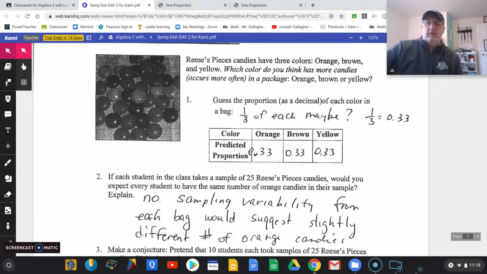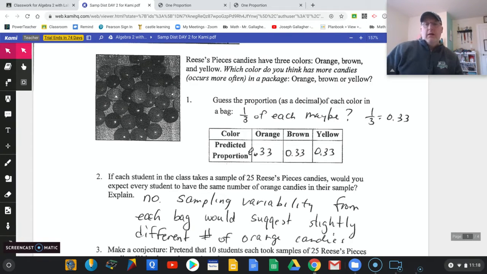Now, the next question is, when I actually handed out the bags, before I had people open them, I'd say, when we open up these bags, everybody's going to pour them out, and there's way more than 25 in a bag, but if I had you randomly pour out 25 without paying attention to color, put them in, let's say, a cup like I have here, would you think that everyone in the class would have the same number of orange? Just to make it easy, we're going to talk about orange today.